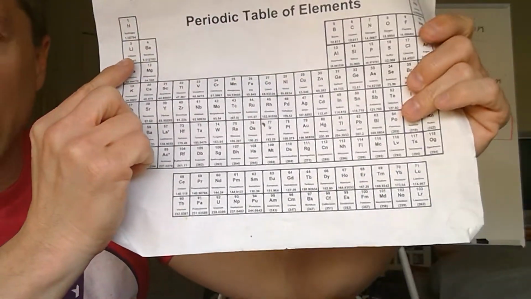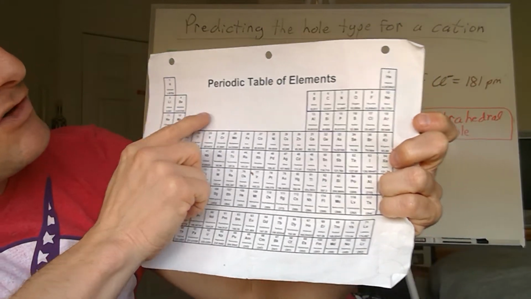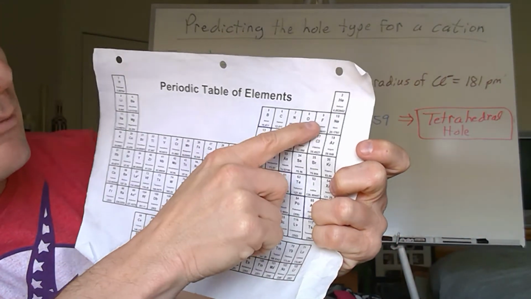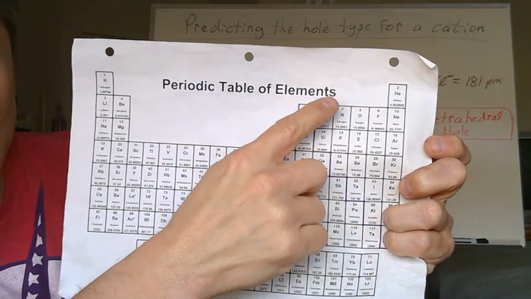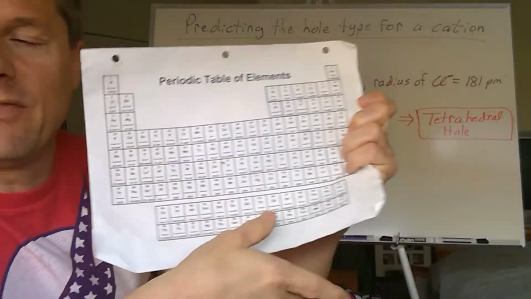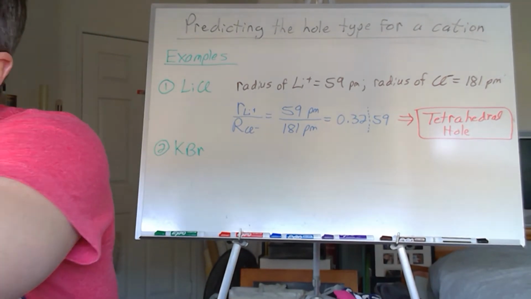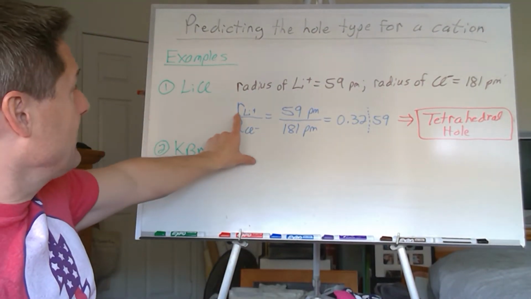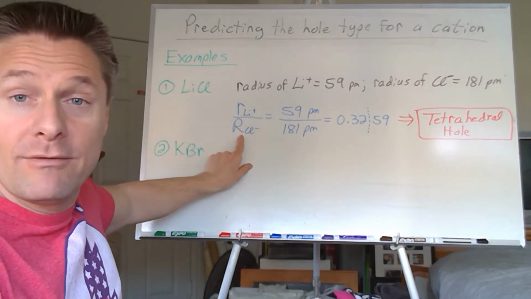So lithium's way up here, so that's going to be pretty small. And of course, as you're going across, it gets bigger, and then it gets a little smaller, but then you go down to a whole new shell. So chlorine's way down from lithium, so it's in a bigger n level. So it's going to be quite a bit bigger. So let's take the cation radius over the anion radius.